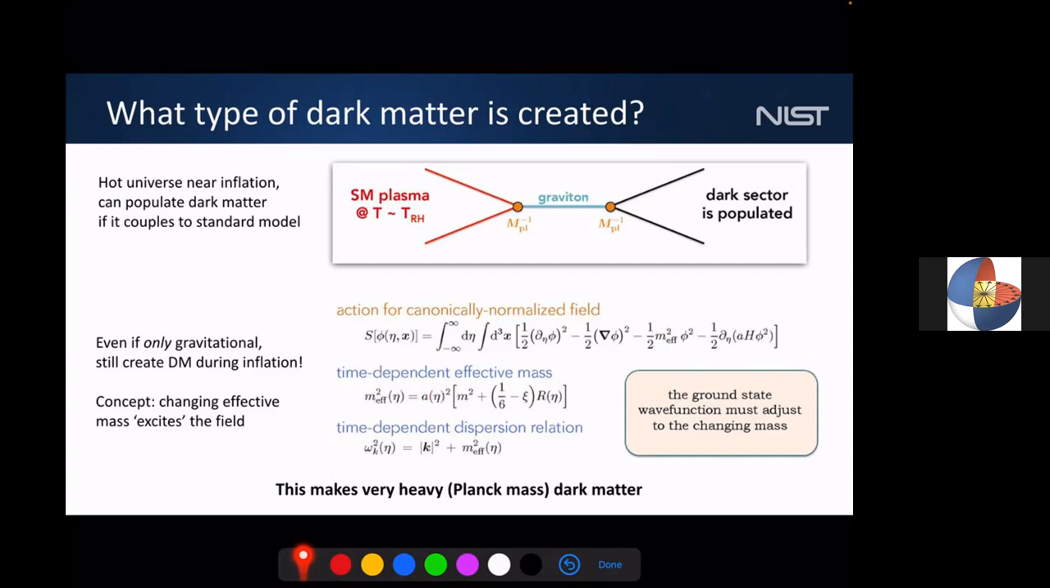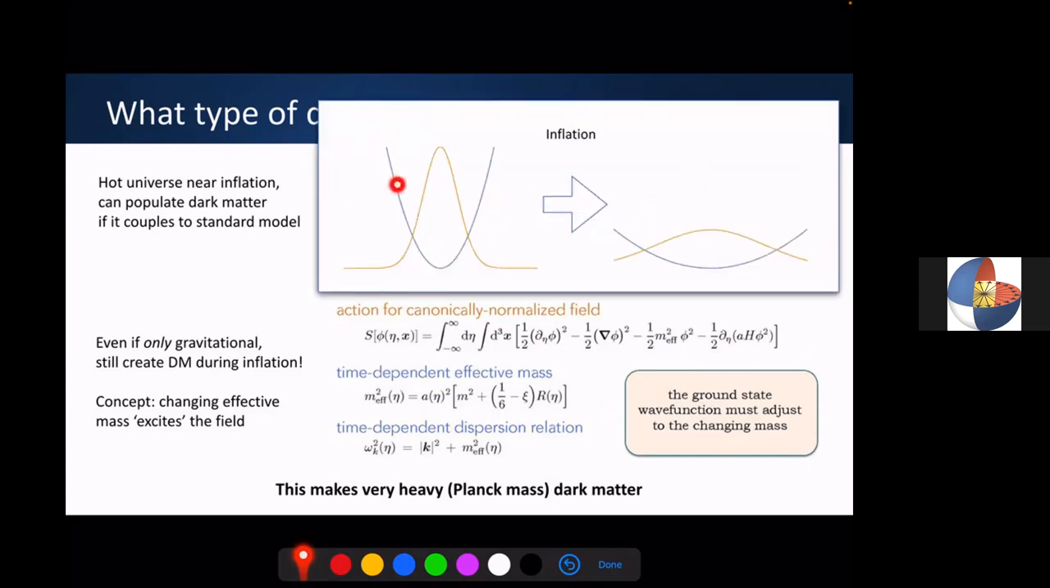The consequence, basically, is that in the early universe, the effective mass of the scalar field is changing in time. And when the effective mass is changing in time, the ground state wave function has to adjust to the changing mass. Very viscerally, if I have a tightly confined harmonic oscillator wave function, over time this will become much more weakly confined. It spreads out. But the problem is that this may not be able to adjust adiabatically, because this is growing exponentially. And the consequence is that you leave behind some excitations in this system. And those could be the dark matter.